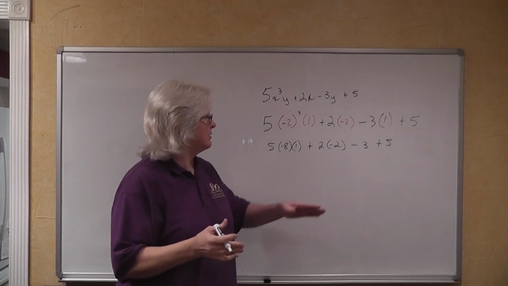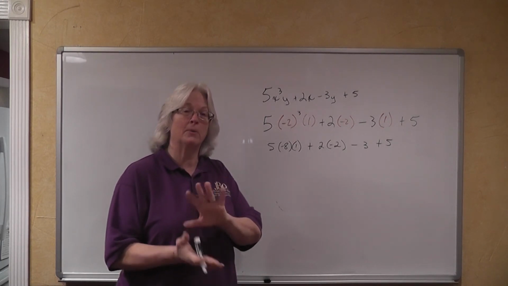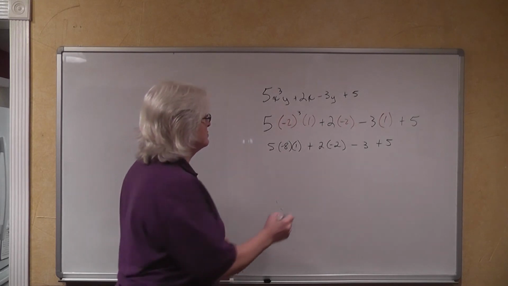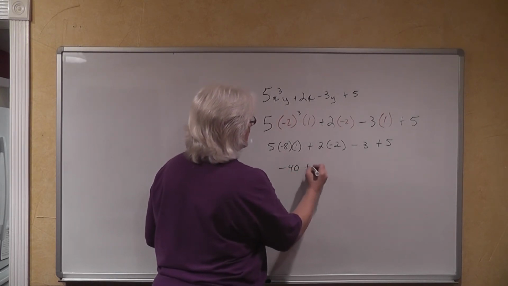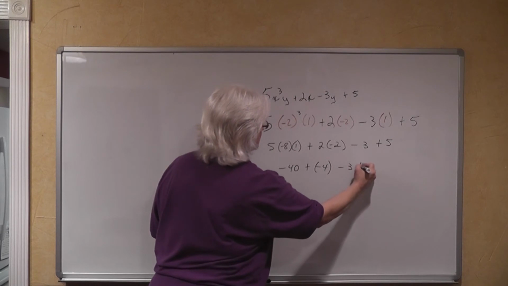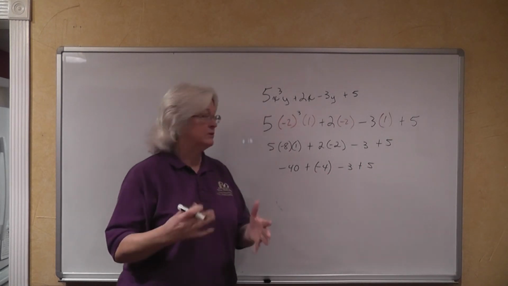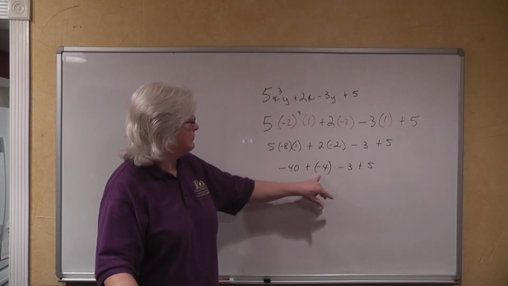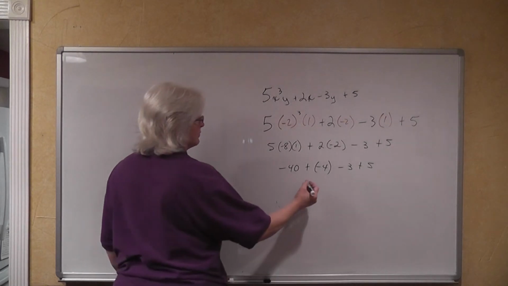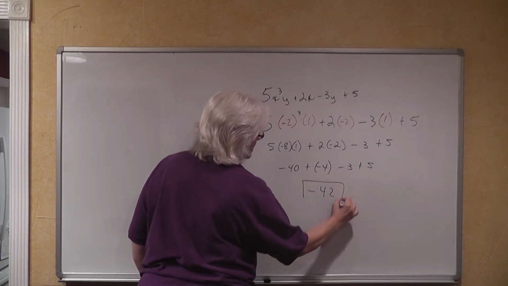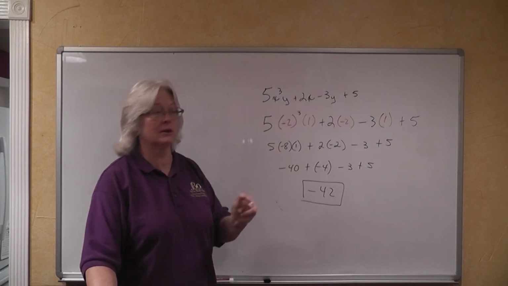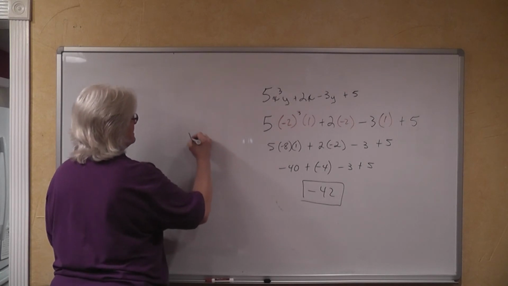Put as many steps in here as you need to make sure you don't drop a negative sign or miss it. We now have 5 times -8 is -40 times 1. We have -40 plus 2 times a -2 is a -4 minus 3 plus 5. Now do your addition. -40, -44, -47 plus 5 is going to give us a -42. And if you look in your book, you see that that's exactly what our solution is. Nothing new here. The only thing that I would emphasize to you is be careful.